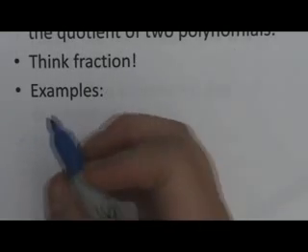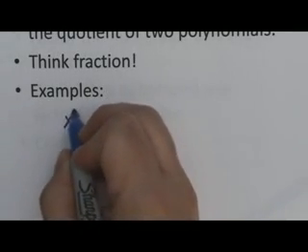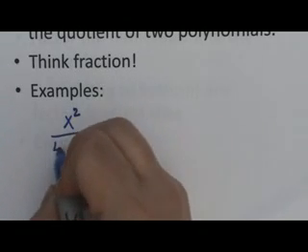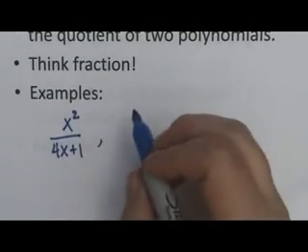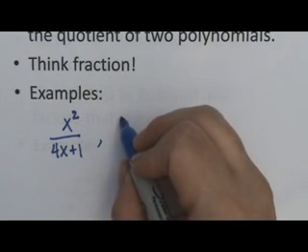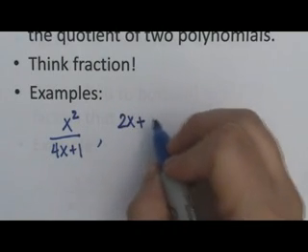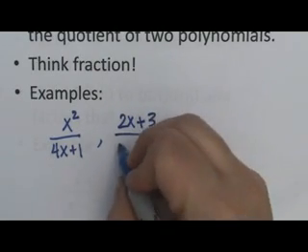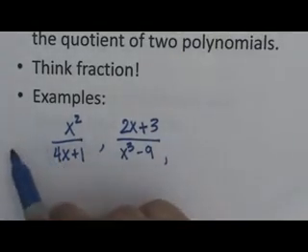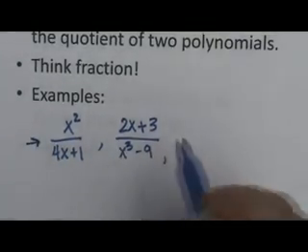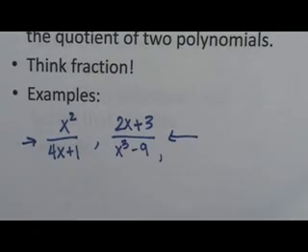Here's some examples of a rational expression. x squared over 4x plus 1 is an example. You could have 2x plus 3 over x cubed minus 9. Notice that we have sort of fraction bars here. Those are rational expressions. They really do look very similar to a fraction.